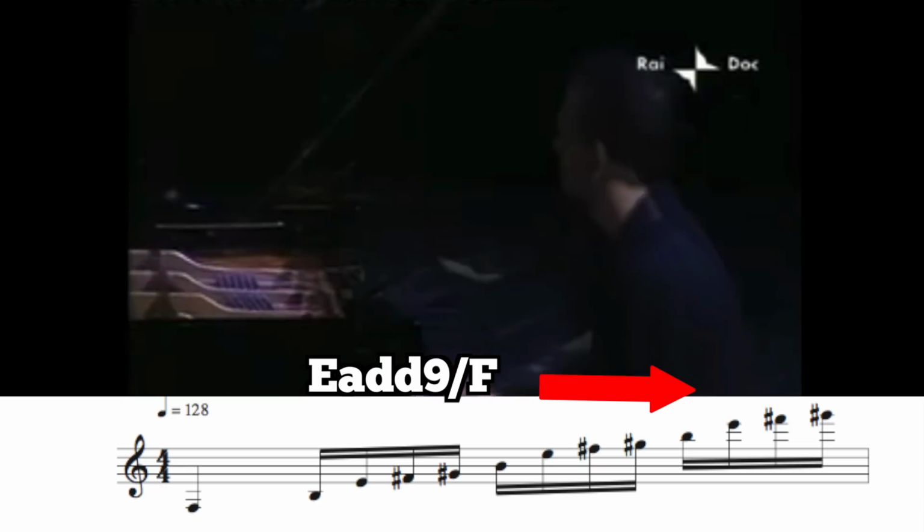But right there, he launches into a pedal point, and he plays F in the bass, and then over that, he plays this E add 9 in inversion, starting on the B. So B, E, F sharp, G sharp. He plays up that arpeggio. Let's check it out again.